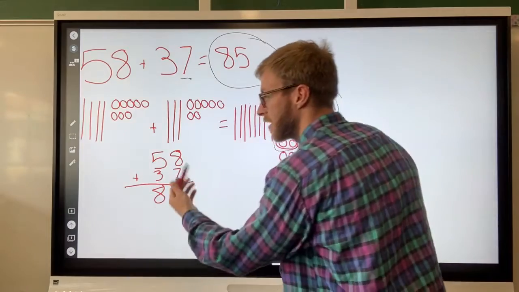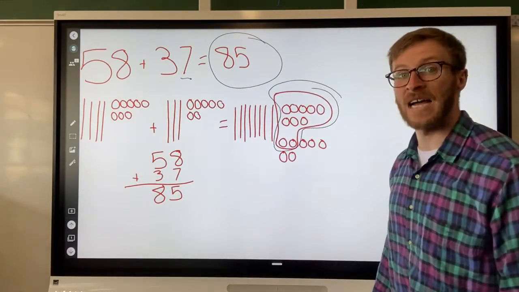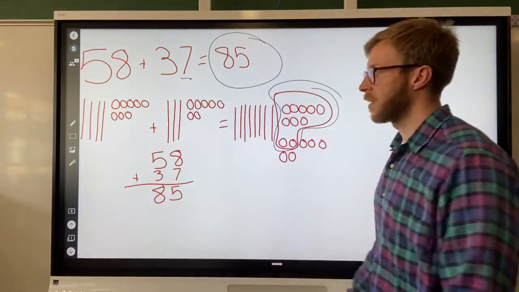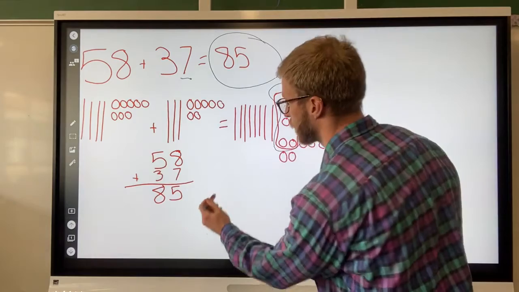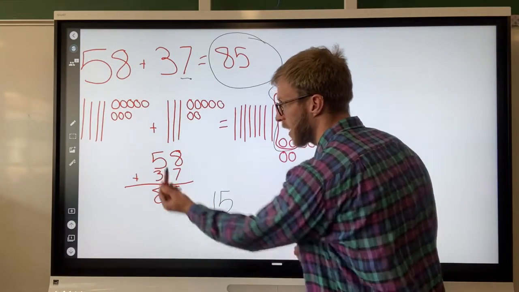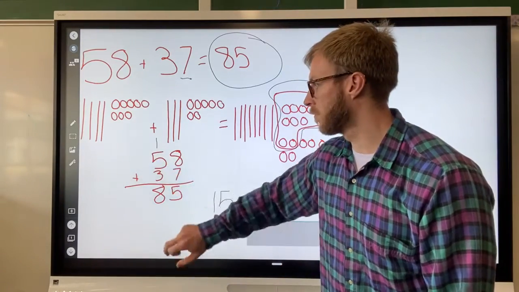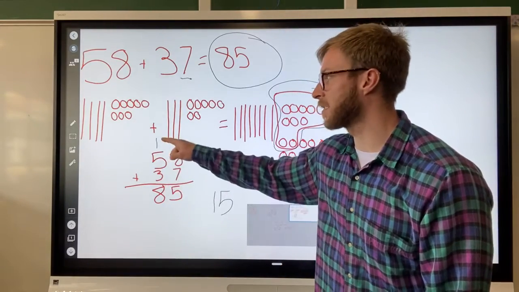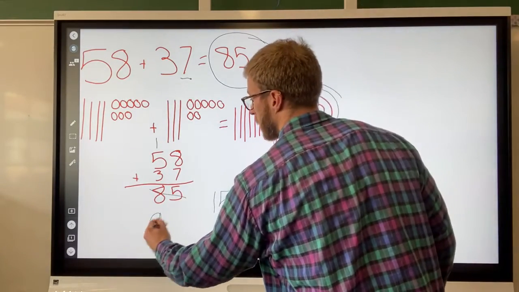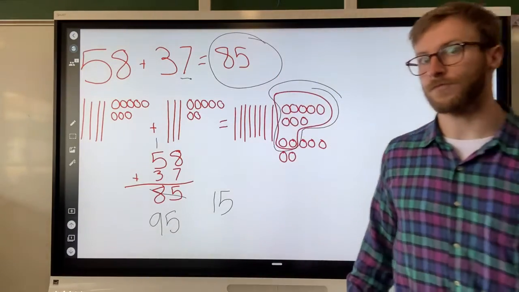Then over here, they did the same problem. They did 8 plus 7 and got 5, supposedly. And then 5 plus 3 equals 8. But 8 plus 7 doesn't equal 5. It equals 15. So they put the 5 in the ones place, but they never carried that 1 over to here. 5 plus 3 equals 8, but then plus this 1 more should have made this a 9 for 95. So was this student correct?